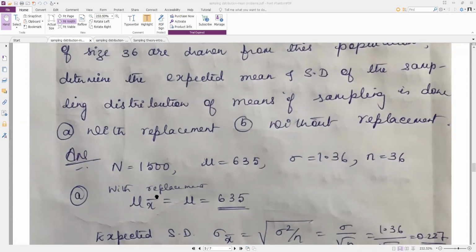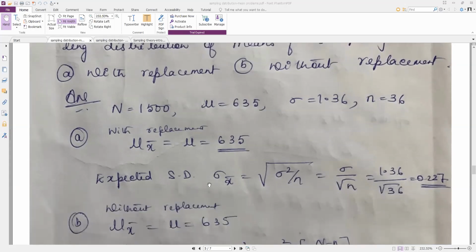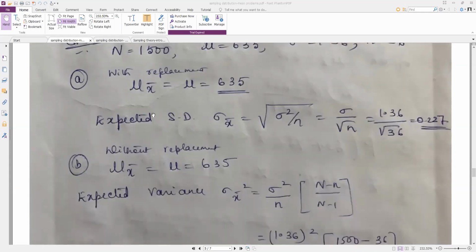So let me start now with the replacement. For with replacement, we know mu x bar is same as mu. So what is the sample mean also? Same, 635. Then whatever standard deviation we know, sigma x bar whole square is equal to sigma square by n. So sigma x bar is equal to square root of sigma square by n, that is sigma by root n. Sigma we know, root n we know. So you'll get 0.227. This is for with replacement.